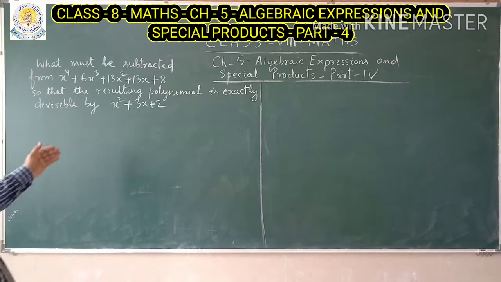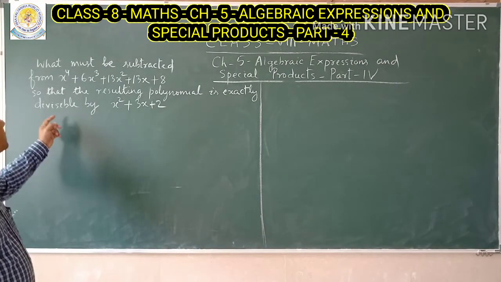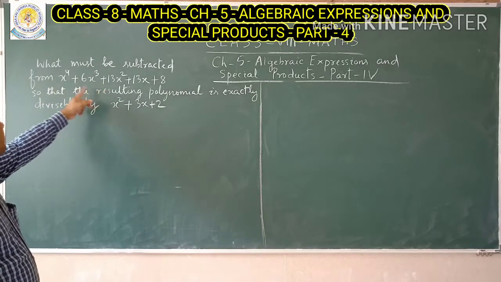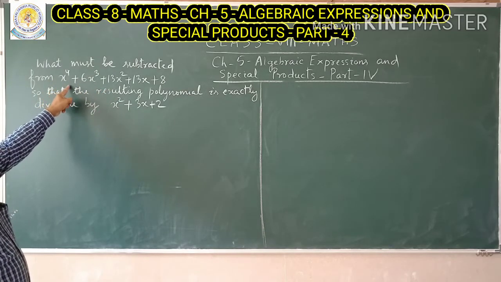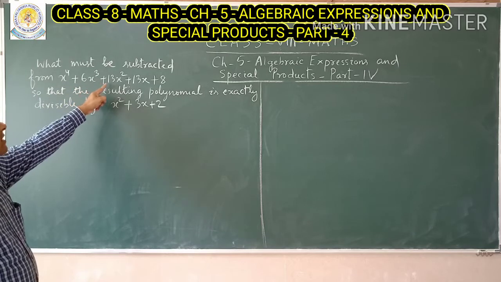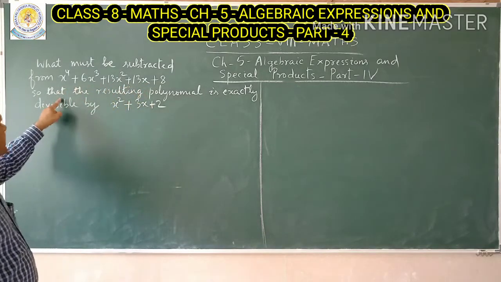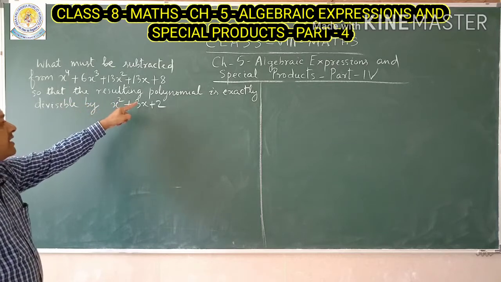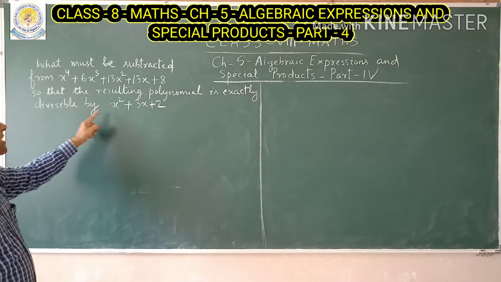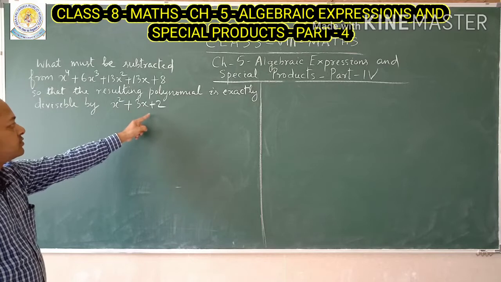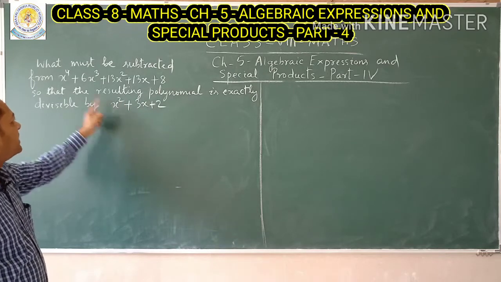Sometimes this type of question comes. So what is this question? What must be subtracted from x to the power 4 plus 6x cube plus 13x square plus 13x plus 8 so that the resulting polynomial is exactly divisible by x square plus 3x plus 2? So it is the divisor and it is the dividend.